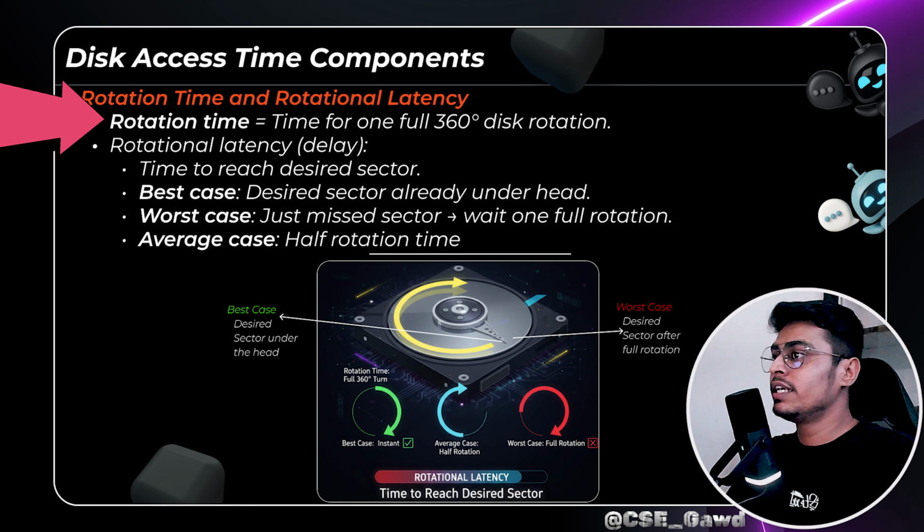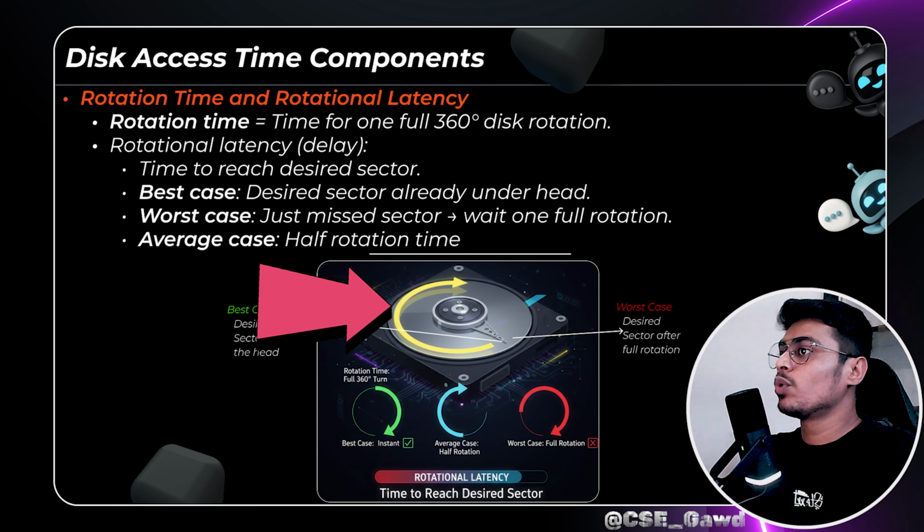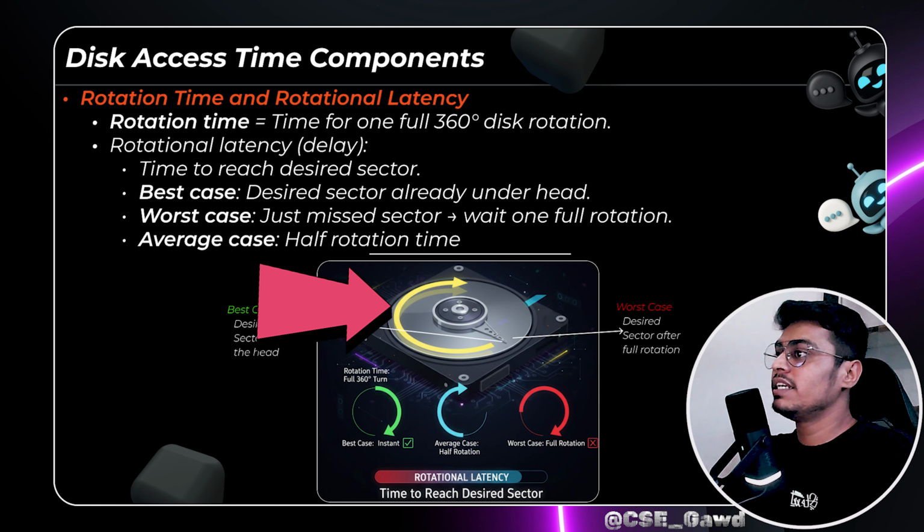The second component is rotation time. Rotation time is the time taken for one full rotation of the disk, which is 360 degrees. Now you might ask, why do we need rotation? Let me explain with an example. We have reached the desired track using seek time, but now what? Let's say this is my desired track.